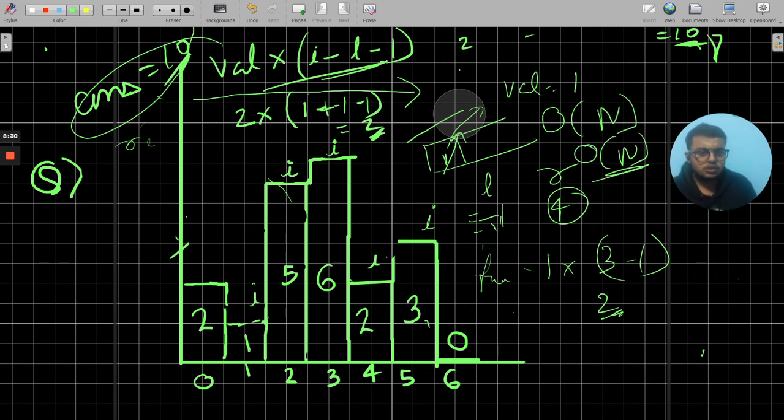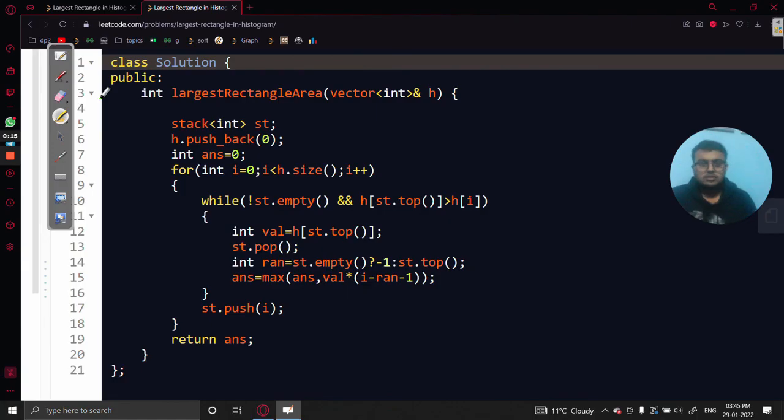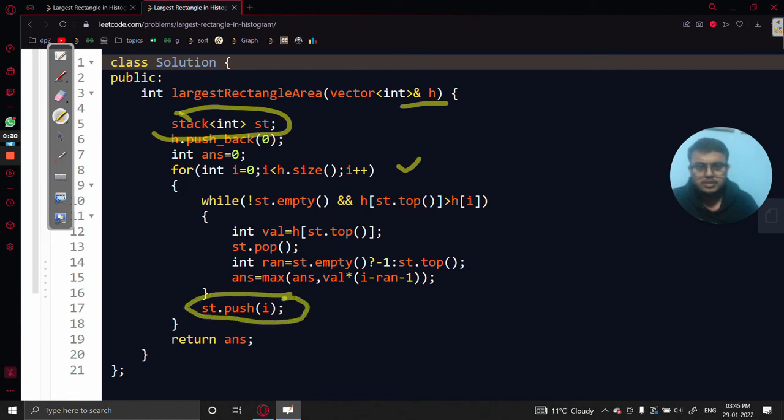So now I will be showing the solution of this particular problem. Moving on to the coding part. This is the code, and here you can see I have used a stack, and as I've explained earlier, I have just iterated over the entire vector. This is the condition: if the stack is empty, I'm just pushing it in the stack, or if the stack is not empty and the top value is greater than the current value, I'm doing all these things which I've already explained.